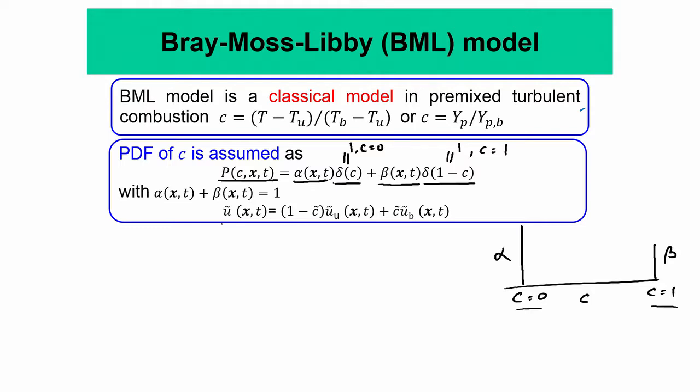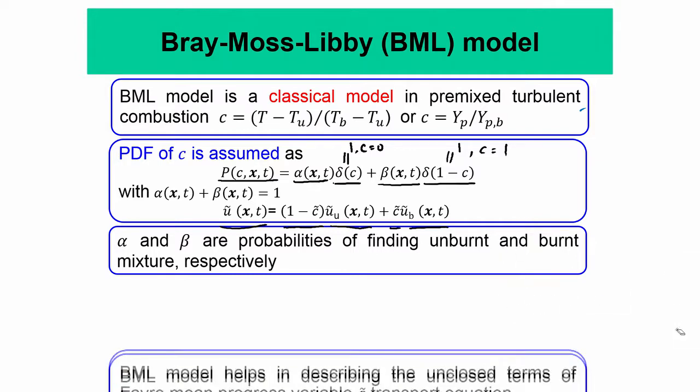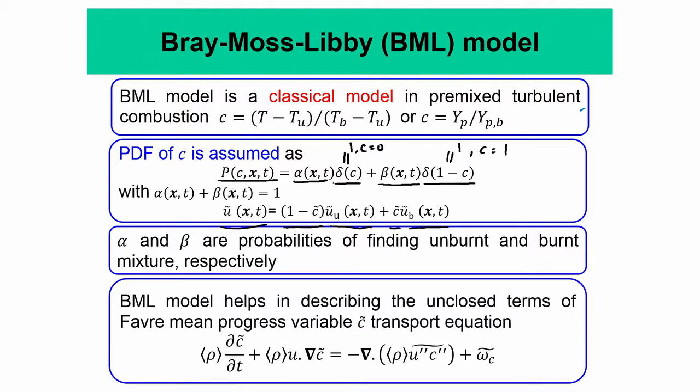Using these definitions, we can also define a Favre averaged velocity at any point, and that is given by 1 minus C tilde times u tilde plus C tilde times u tilde, where C tilde here is the Favre average. Okay, this follows. Whereas the actual definitions of alpha and beta are the probabilities of finding the unburnt and the burnt mixture respectively. So this is what alpha and beta are. Now one can derive an equation for C. Since you have a temperature equation, you can put in the simplifications, that is your different terms.